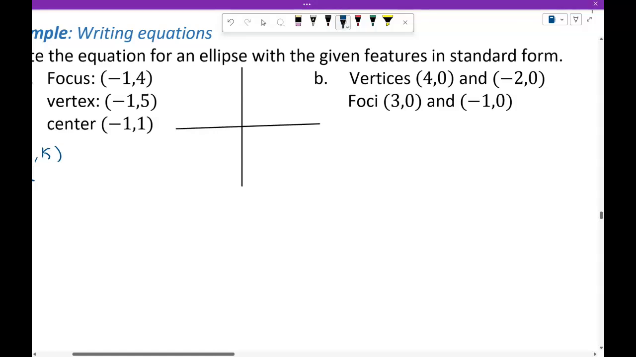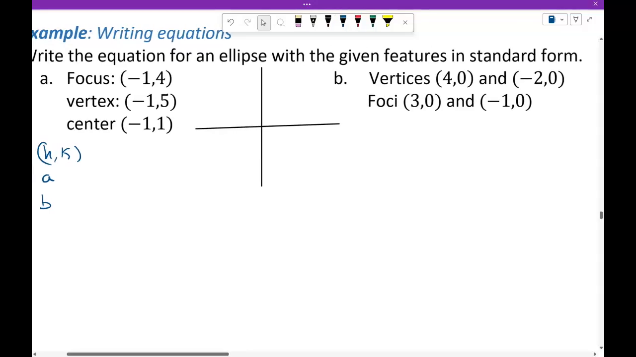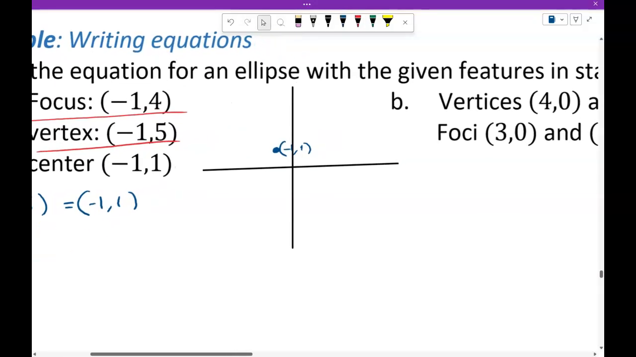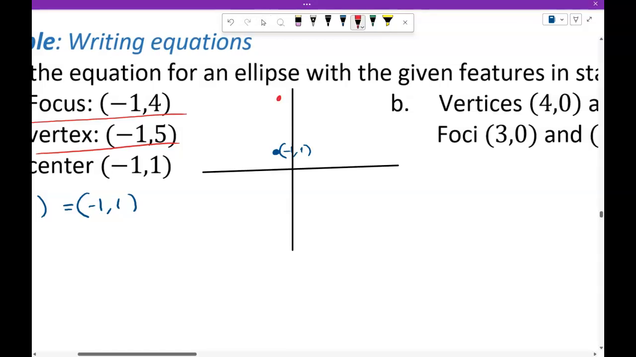ourselves within our ellipse. So we're given some information starting with the center at -1, 1. So we can draw a little sketch with our center located here at -1, 1. Well, that easily gives us our values of h and k, so that part's done. We're also given the location of one of our vertices as well as one of our foci. So our vertex is located at -1, 5, which is somewhere up here. And then we're given a focus just below that at -1, 4.